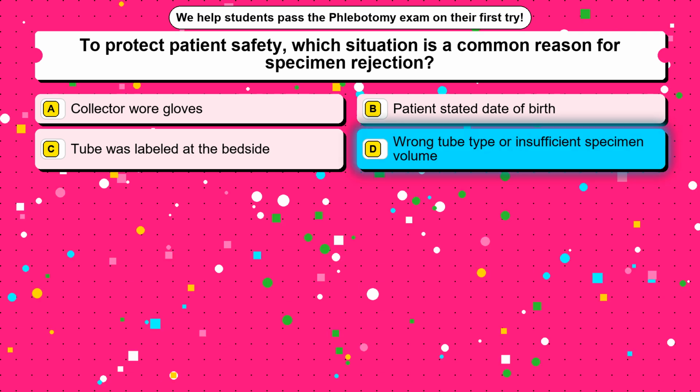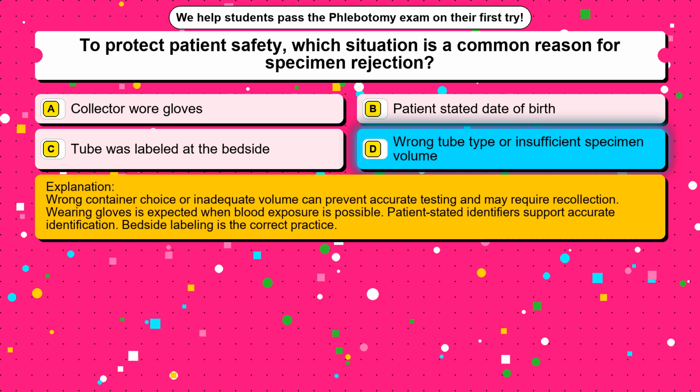The correct answer is option D. Wrong tube type or insufficient specimen volume. Wrong container choice or inadequate volume can prevent accurate testing and may require recollection. Wearing gloves is expected when blood exposure is possible. Patient-stated identifiers support accurate identification. Bedside labeling is the correct practice.